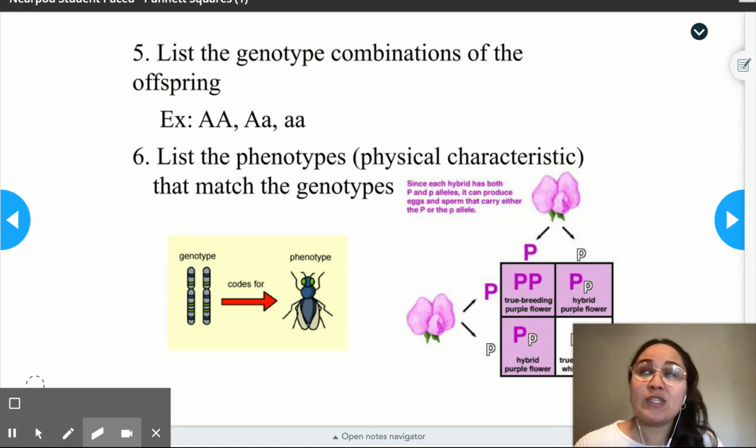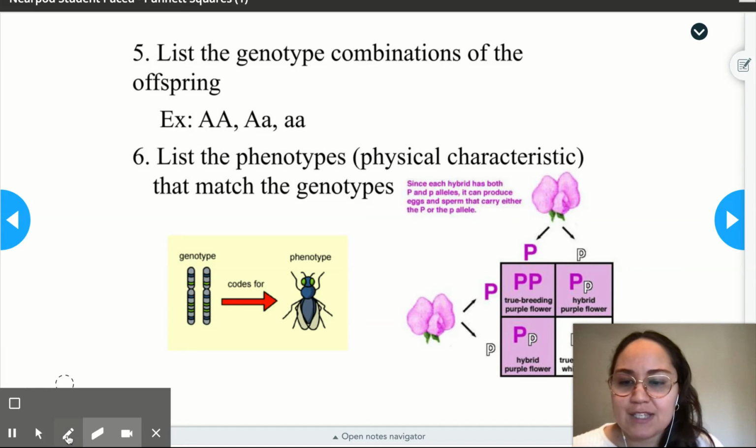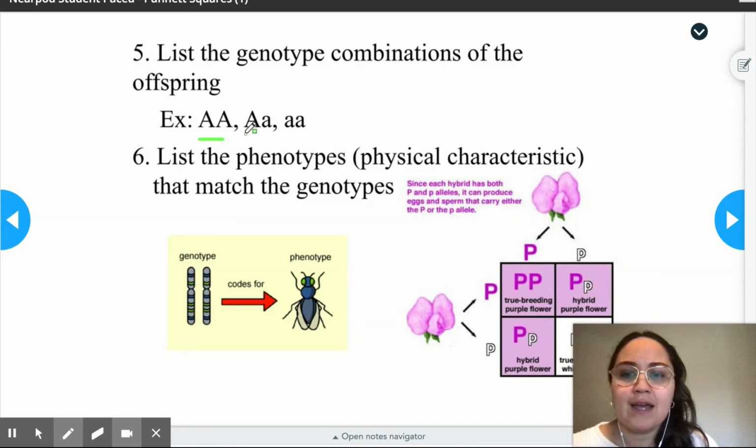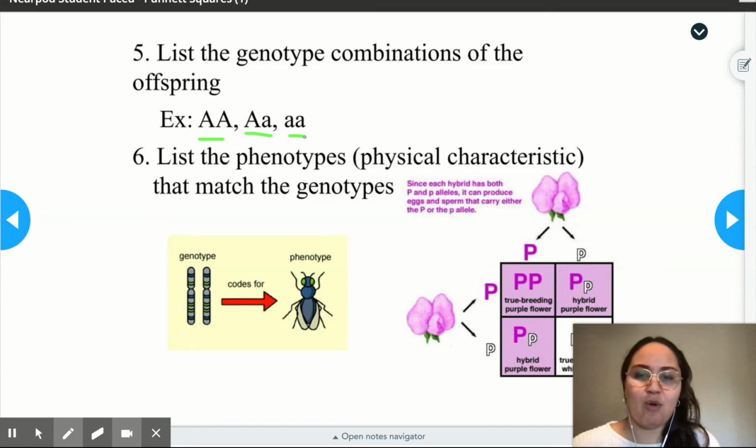Once you have filled in the Punnett square, so you've got all the possible combinations, you're then going to write those out. I will usually ask you for the fractions of each of the genotypes, meaning how many out of the four possible offspring inherited a homozygous dominant genotype? How many of the four inherited a heterozygous genotype? And how many out of the four inherited a homozygous recessive genotype?